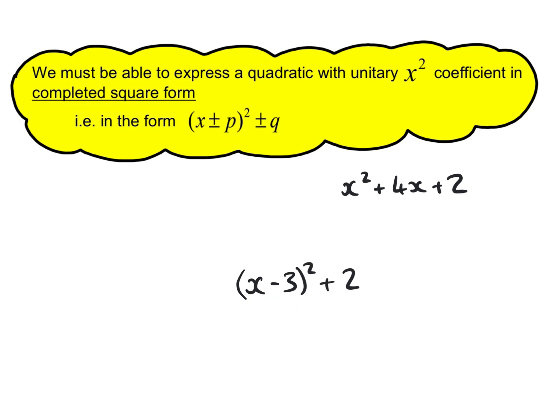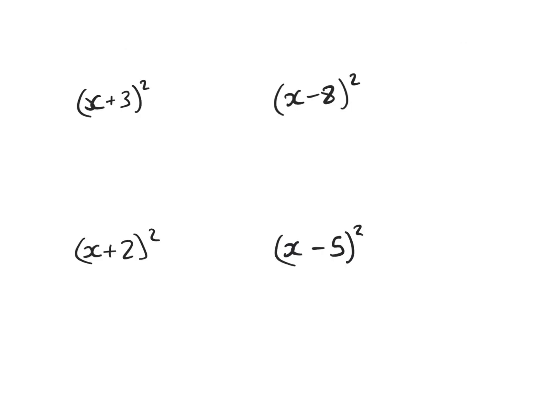Before we look at how to change something from this form into this form, we need to remind ourselves how we'd square a bracket. All of the brackets on this page are squares. Remember, when we square a bracket, the bracket is multiplying itself. So that x plus 3 is multiplying itself, in other words, another x plus 3.